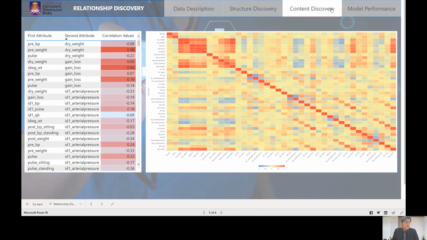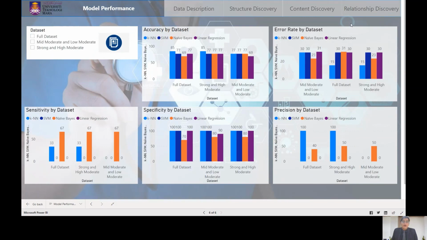Next is the model performance, the last page of this dashboard. In this final page, all 4 classifier models that were used in this research are evaluated according to accuracy, error rate, sensitivity, specificity, and precision. Each measurement is presented in its own clustered column chart. In each graph, each dataset is represented on the x-axis and compared across the 4 classifiers.